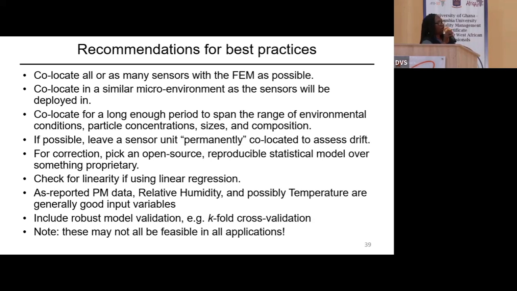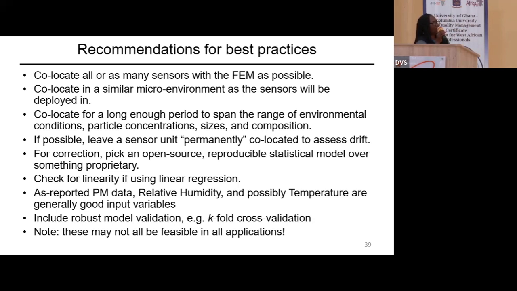And co-locate for a long enough period to span a range of environmental conditions. Like you have the rainy seasons in Nigeria, you have the dry seasons, you have the harmattan and so on. So it's advisable to co-locate for as long as it will cover those. If possible, leave a unit permanently at the co-location site. You can use the other sensors where you want to, and then you can leave one permanently there to be able to monitor and do the corrections based on the seasonal changes.